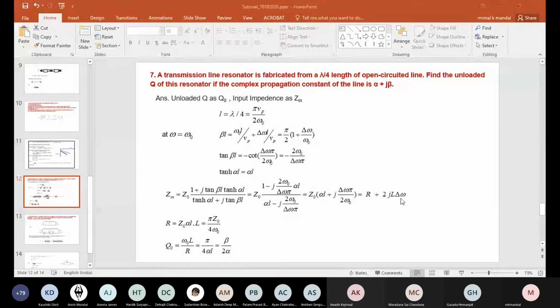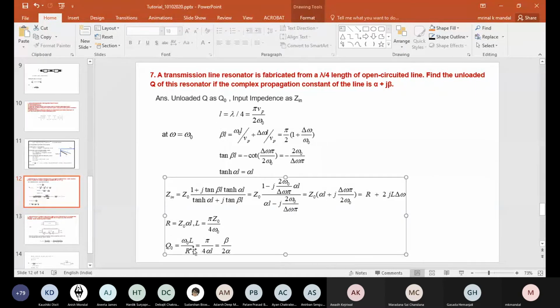R equal to twice JL delta omega. It is straightforward after that. We are using simply the approximation that delta omega is very small. So for example, tan beta L is equal to minus cot, since delta omega is small. So it is cos by sine, cos becomes 1 and sine becomes delta omega pi by twice omega naught.